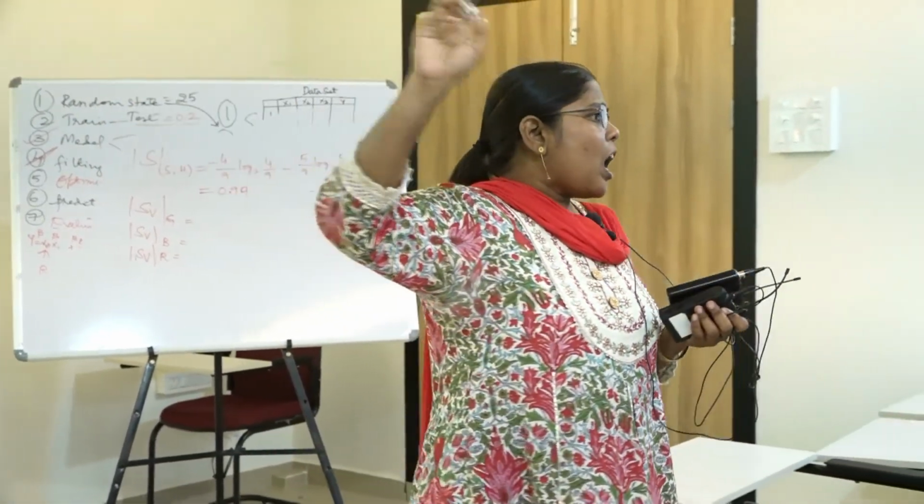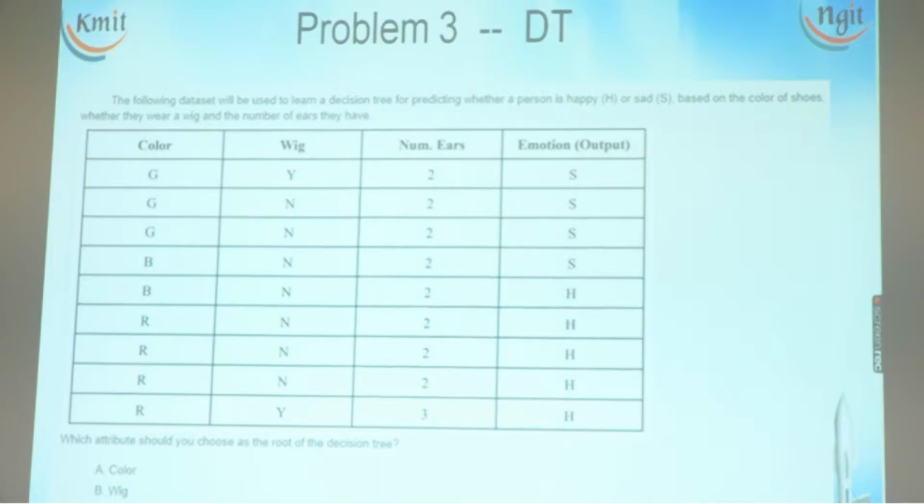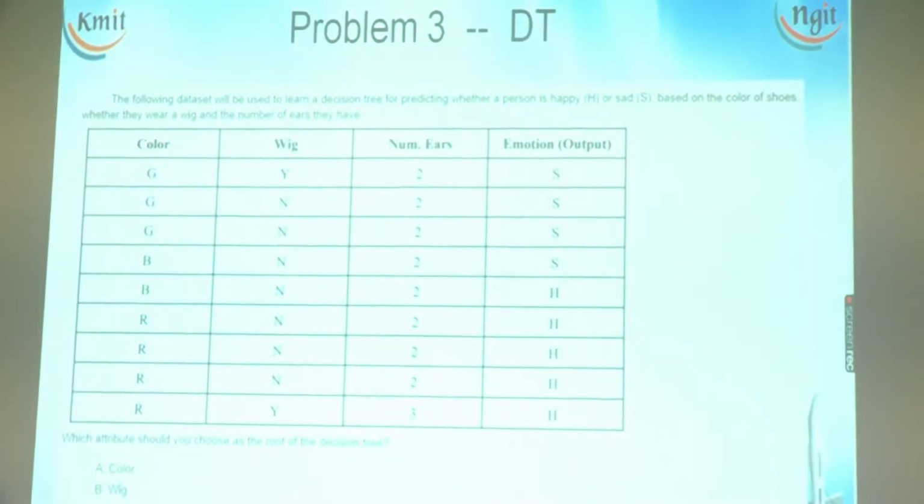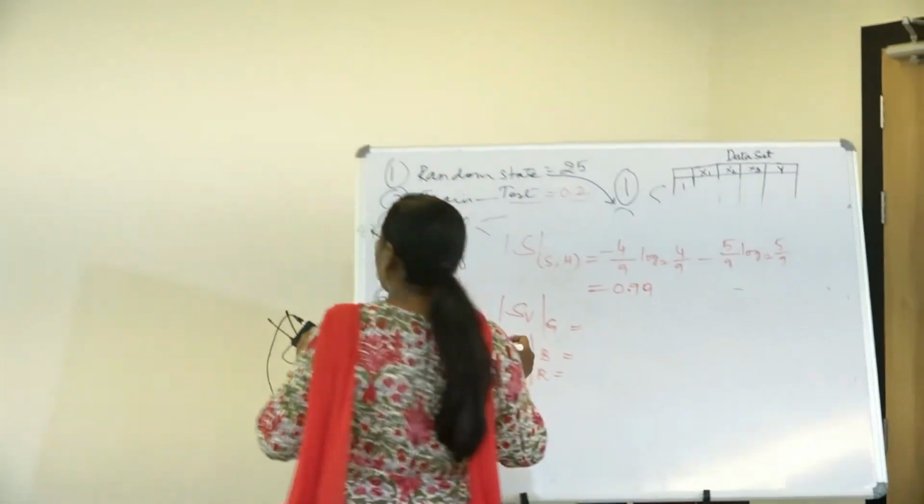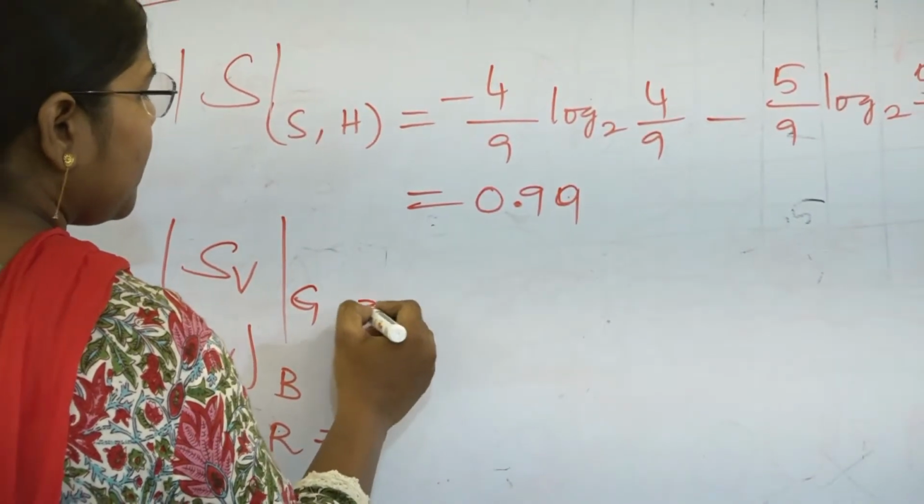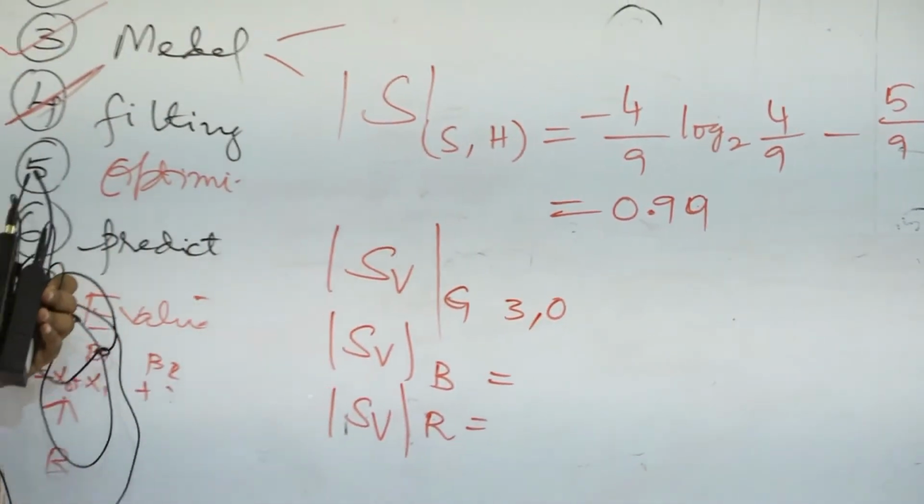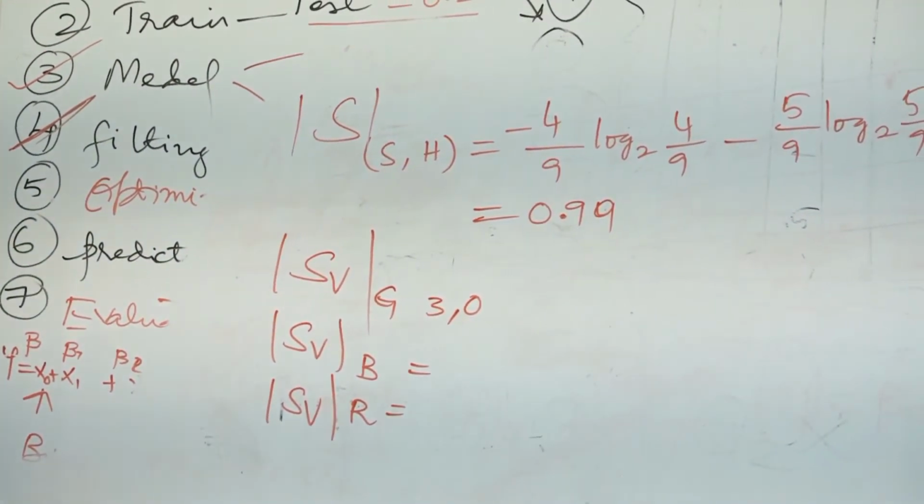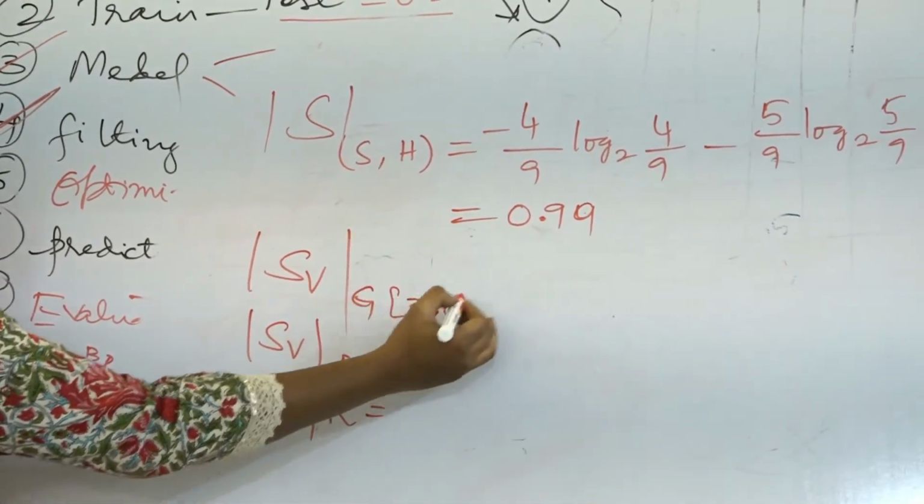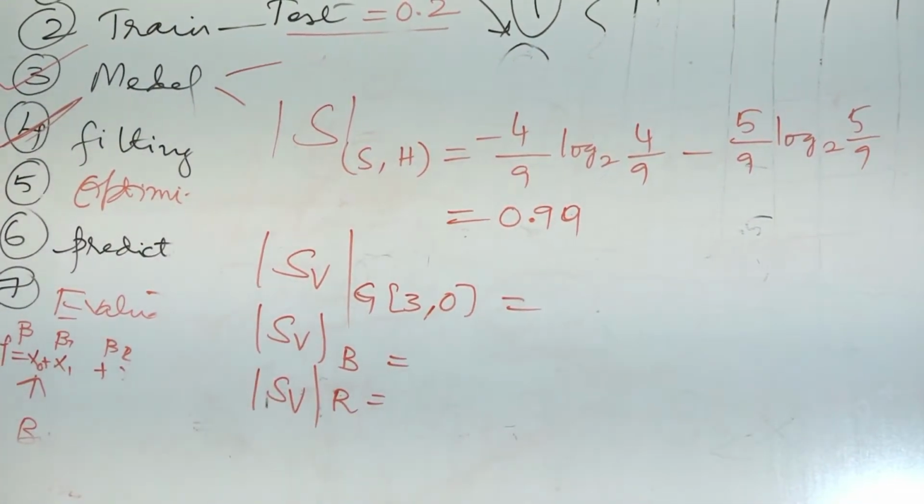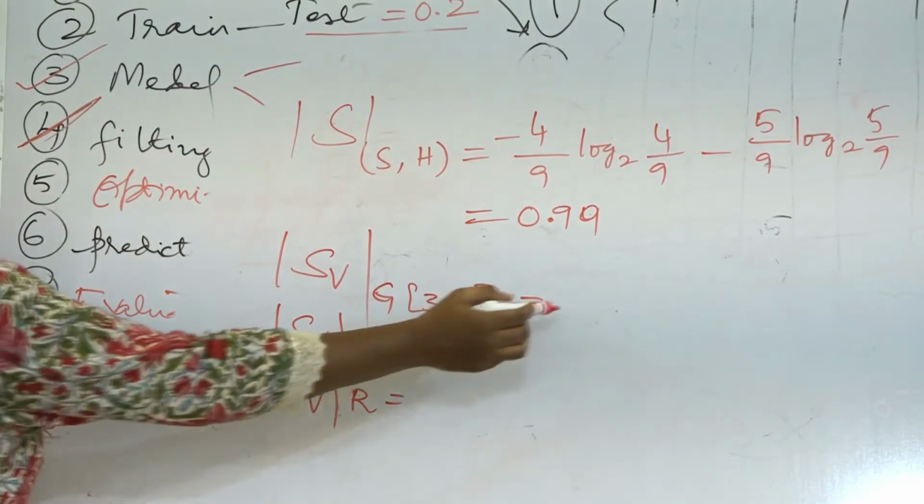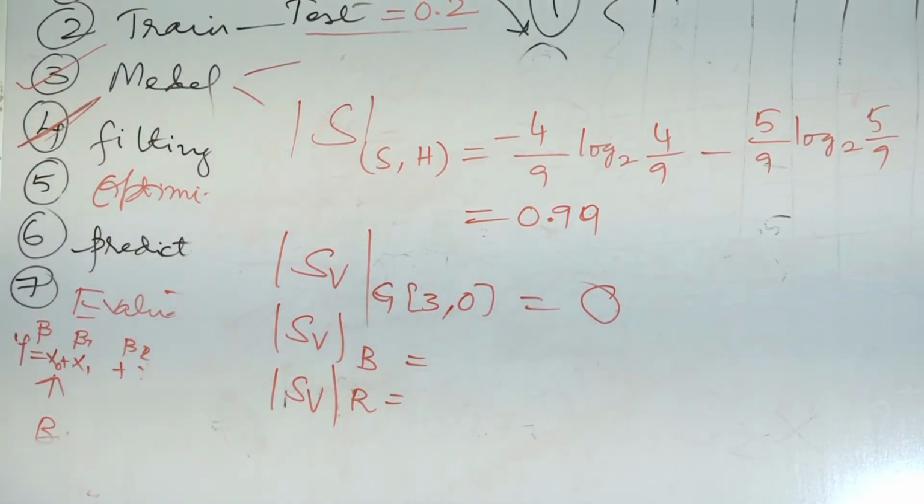Green, once you see green, how many are positive, how many are sad and how many are happy? All are sad. There are 3, 0. So the entropy is equal to 0.